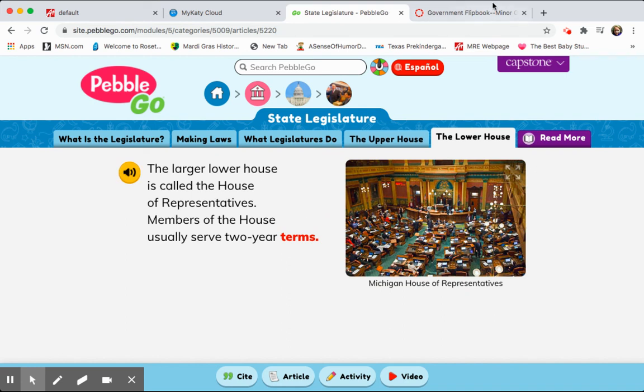Alrighty. So after reading that, you can fill out your state government part of your Pebble Go foldable.